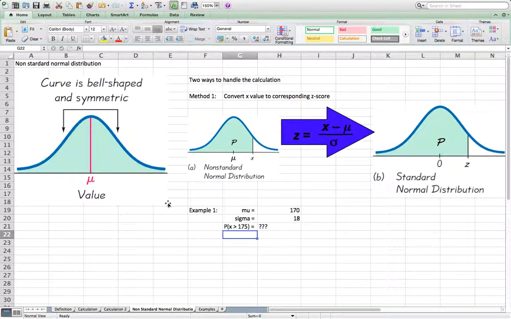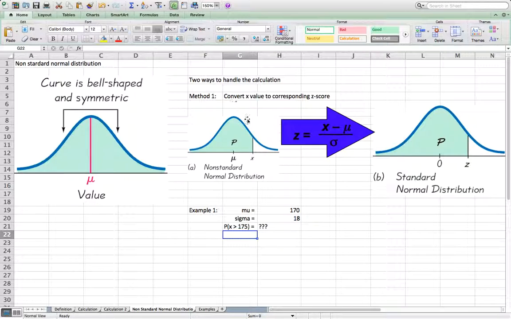So we have studied the standard normal distribution. Now, how about a non-standard normal distribution? Again, its curve is still bell-shaped and symmetric, and the center is the mean. There are two ways to handle the calculation.